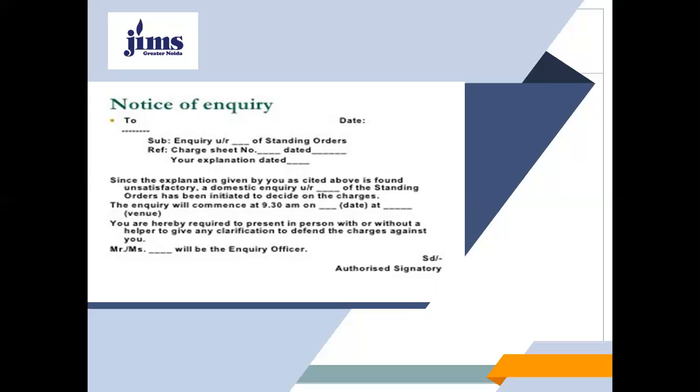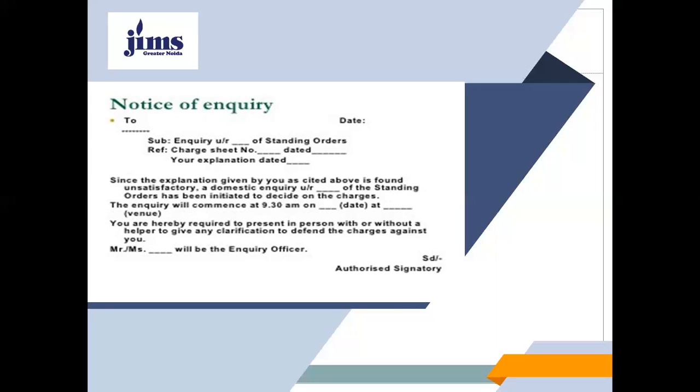Since the explanation given by you as cited above is found unsatisfactory, you will give all the details, whatever explanation you have given. And a domestic inquiry is being instituted, mention the standing orders number, initiated besides the charge, and the inquiry will commence at 9:30 a.m. So mention the time also. Why are we mentioning it? At this time, the employee would be approaching the venue for the inquiry. So mention under what rule of standing orders you are issuing this.